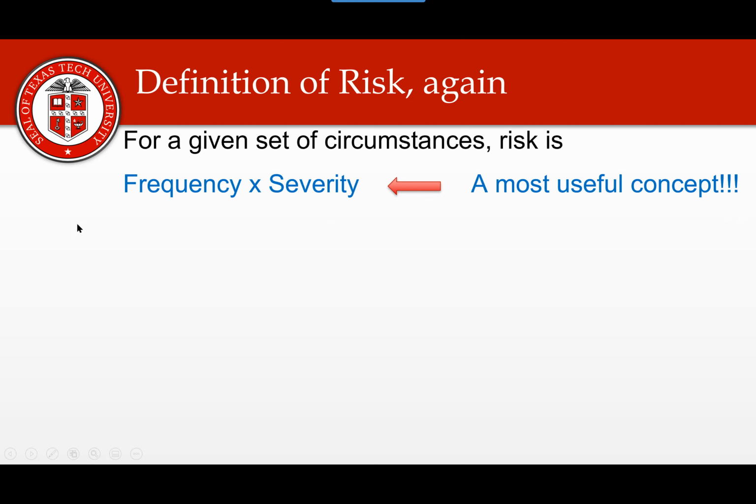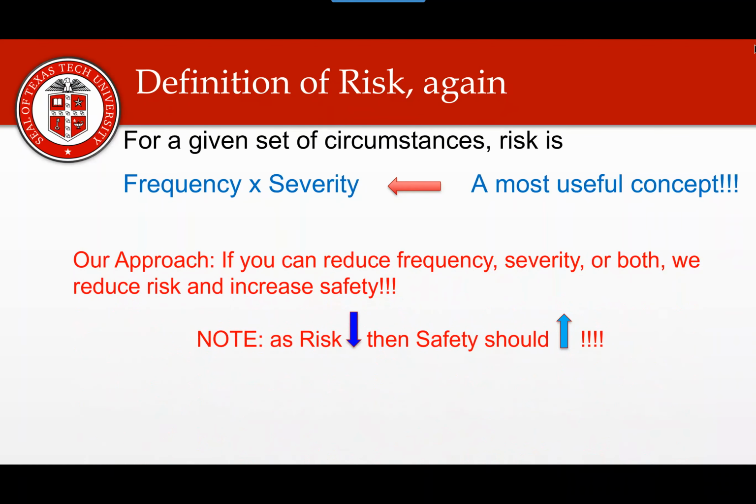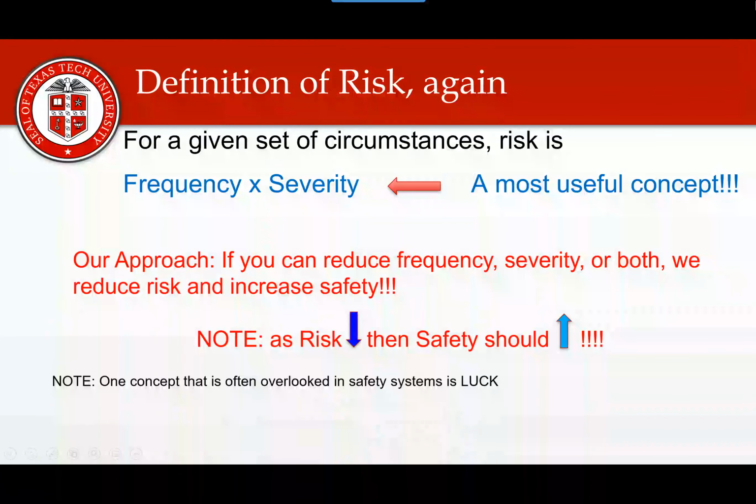This for us is a most useful concept because we can attack both frequency and severity, one at a time or both together, to improve our particular safety situation. So our approach: if you can reduce frequency, severity, or both, we reduce risk and increase safety. And here's a note: as risk decreases, then safety should increase. We say, what do you mean it should? Well, one concept that is often overlooked in safety systems is luck. Now remember, we try to develop controls and so on to overcome both risk and luck.